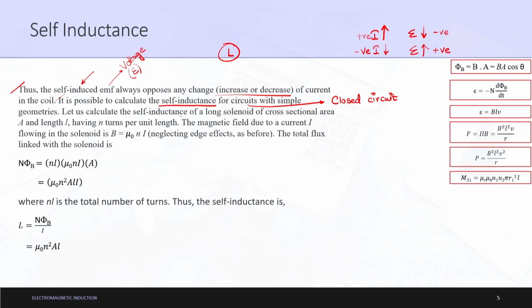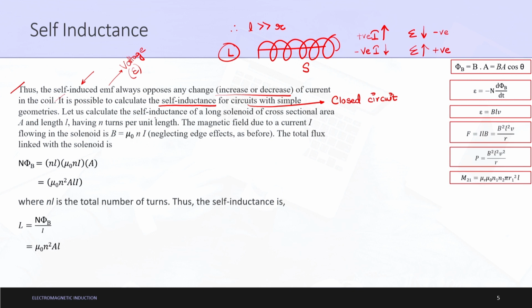Let us calculate the self inductance of a long solenoid. What does long solenoid mean? Long solenoid has an assumption in the name only, that L is greater than R. What is a solenoid? A coil like this is a solenoid. Let me denote the solenoid by S.